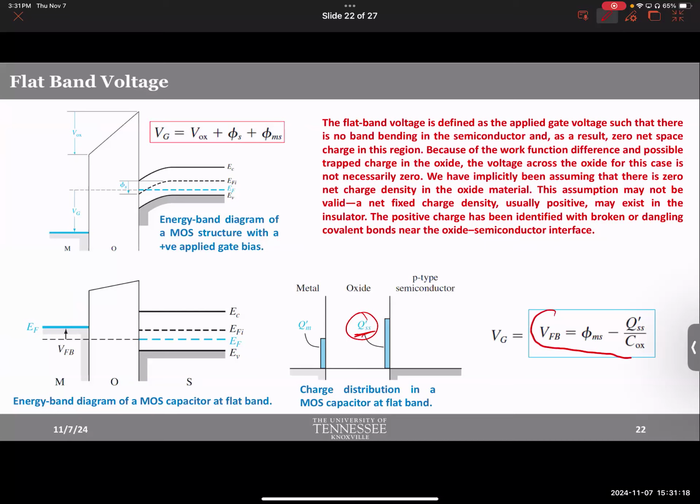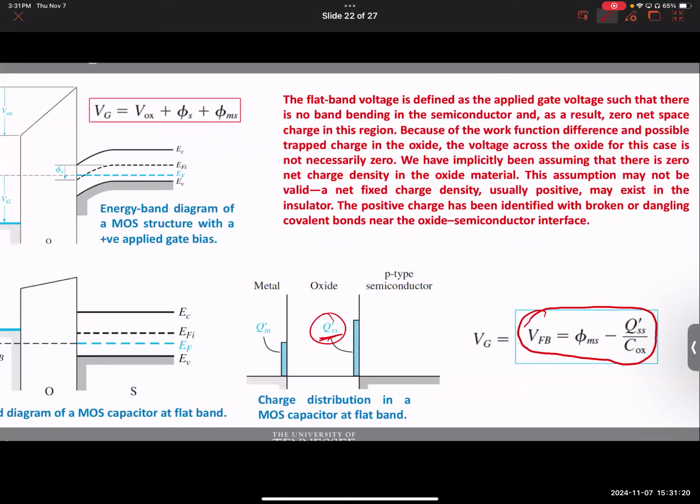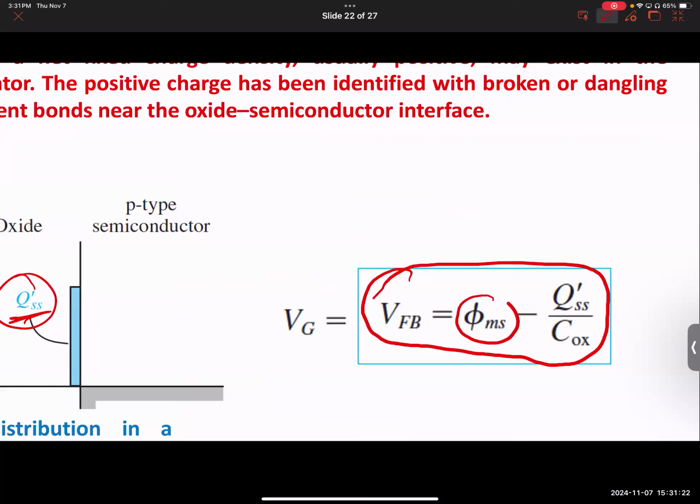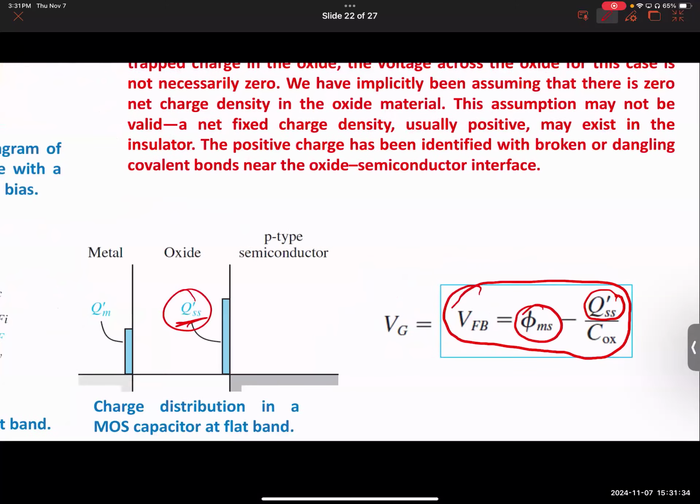Notice flat band voltage can be calculated; it is basically a function of the metal semiconductor work function difference, the surface charge in the oxide, and the oxide capacitance. Okay, still with me? Surface charge in an oxide is something you don't have any control over. You cannot change it. Oxide capacitance you can change by changing the thickness of the oxide, but oftentimes the thickness is fixed. It is dictated by the technology, so we don't really deal with it that much.